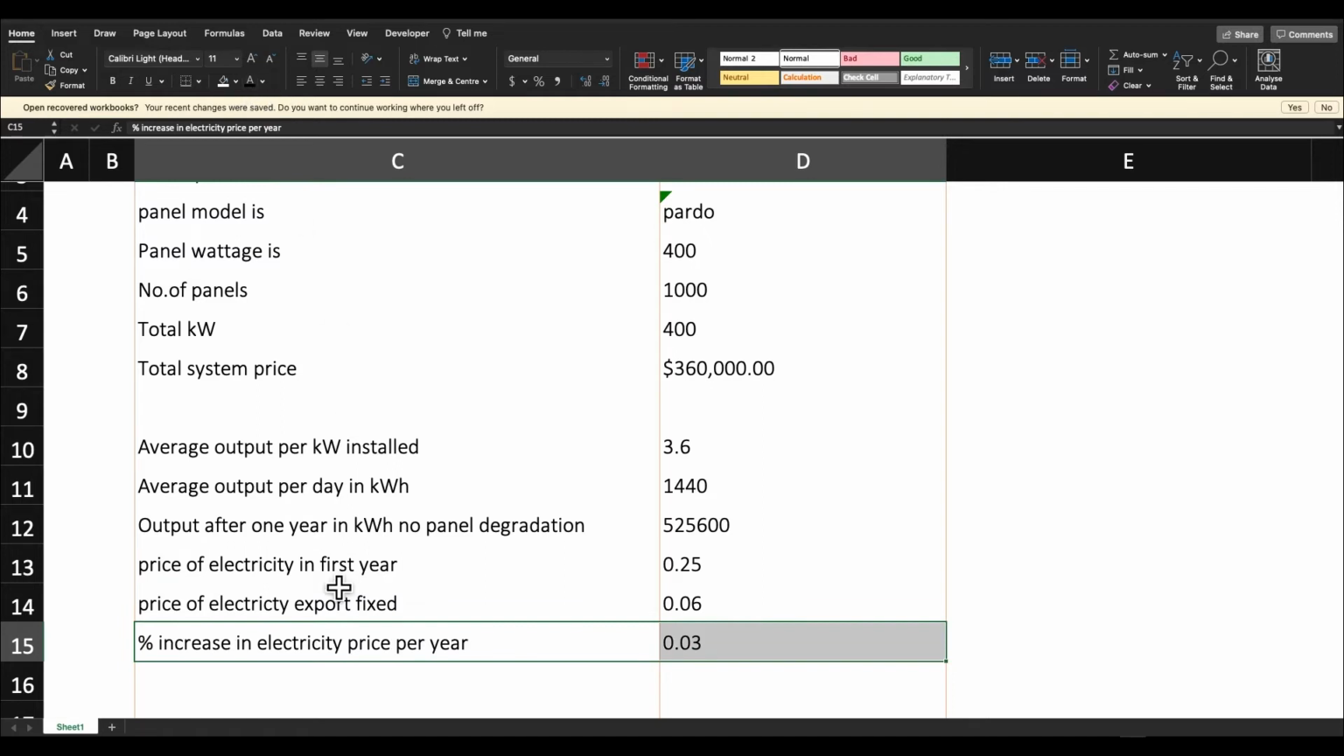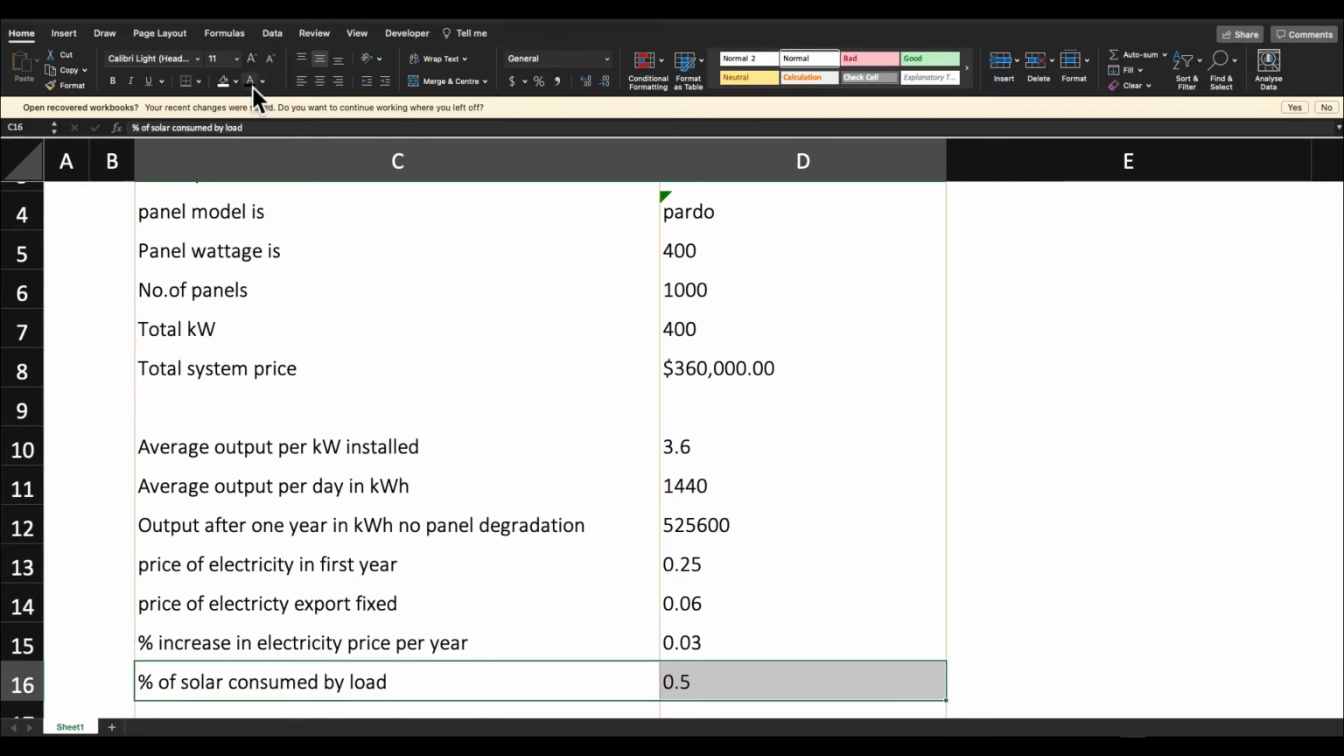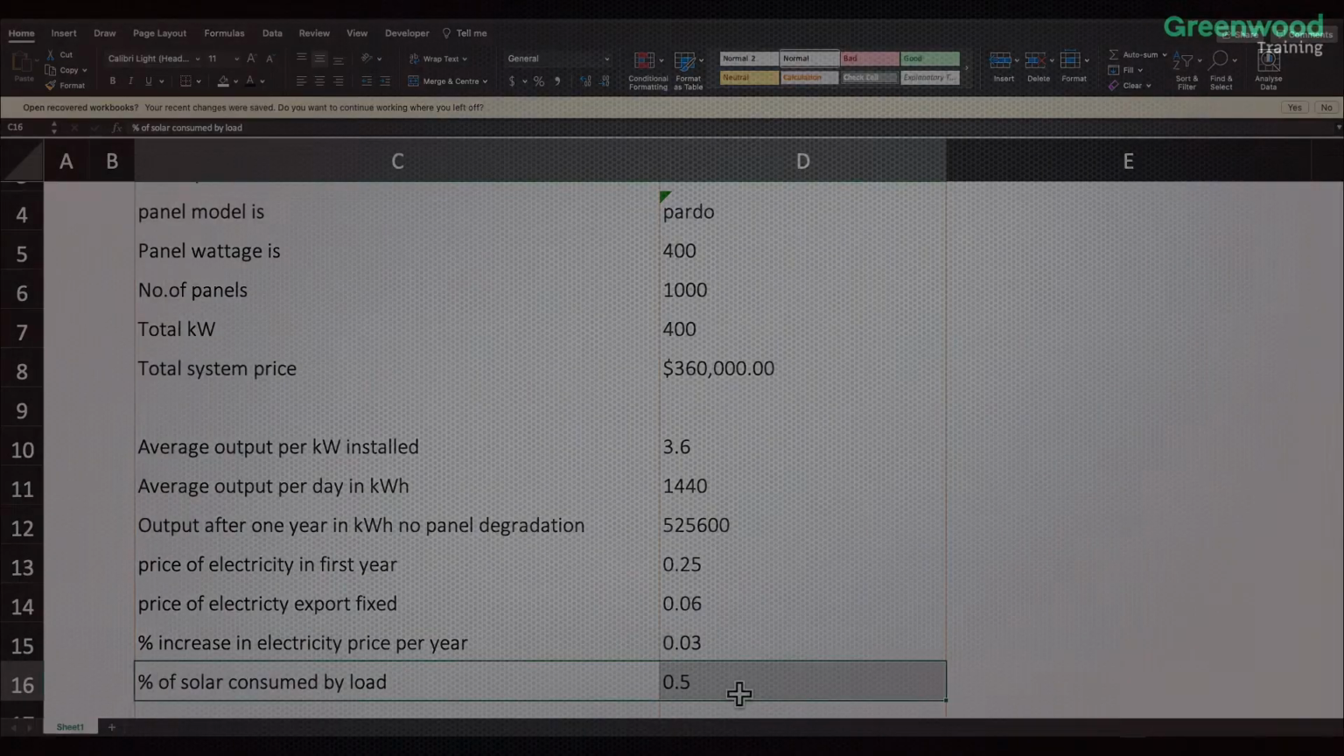Next, we look at the percentage increase in electricity price per year. Now, I fixed it at 3%. So the price of electricity is going to be increasing every year, 3%. Now, percentage of solar consumed by the load, I've said it's 50%, and obviously by default, 50% goes to the grid.